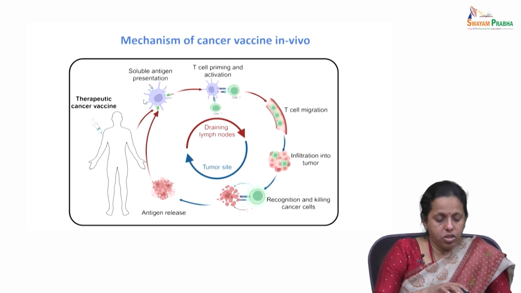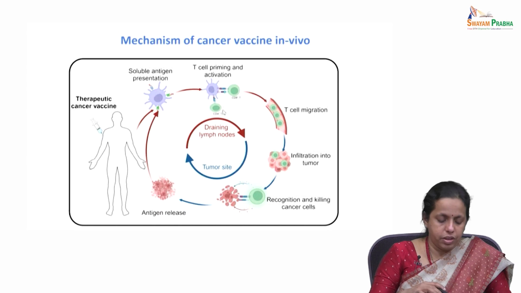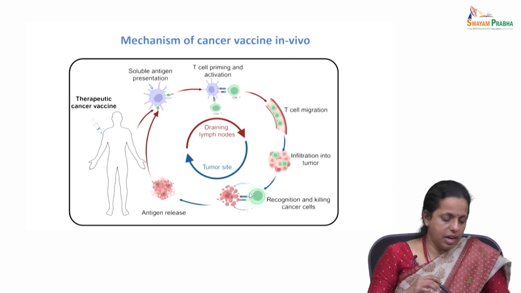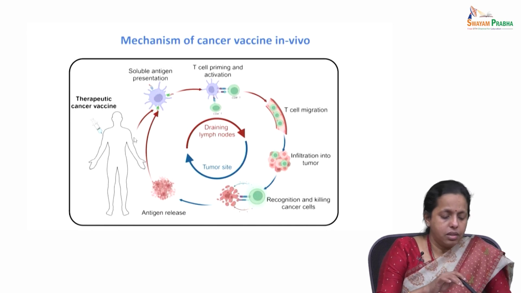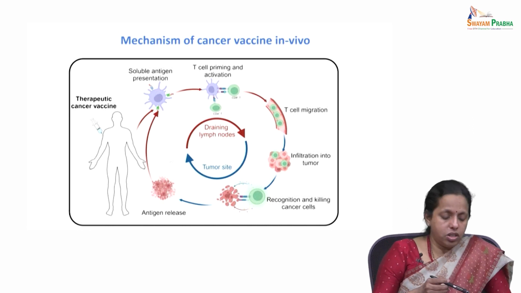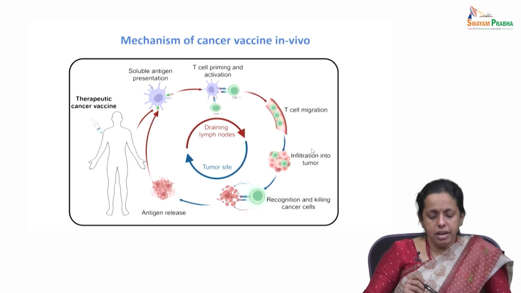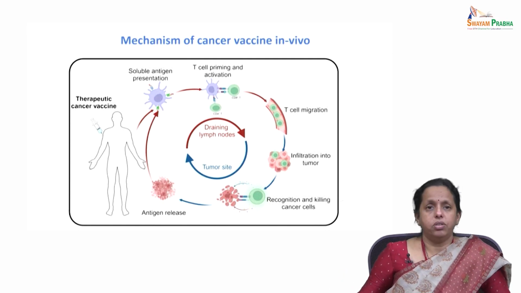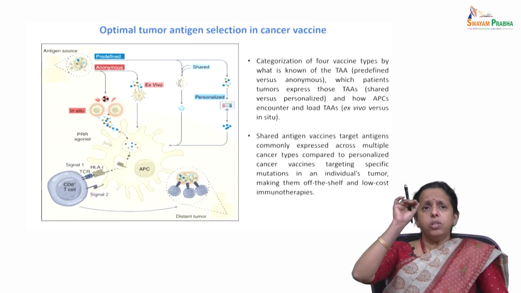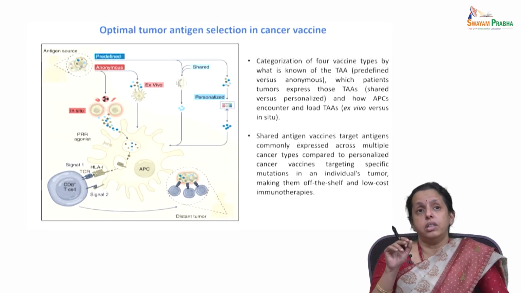Once a soluble antigen is presented, your T cell priming and activation happens, through your CD4 and CD8 mechanism. Then your T cells will migrate and infiltrate your tumor, recognizing and killing your specific antigen cancer cells, and again further antigens are released from your tumors. The first step is only a small amount, but this itself will cause release of several more antigens, which will in turn cause T cell priming and activation, thereby increasing the T cell response. So, first thing, what is very important here is your T cell.